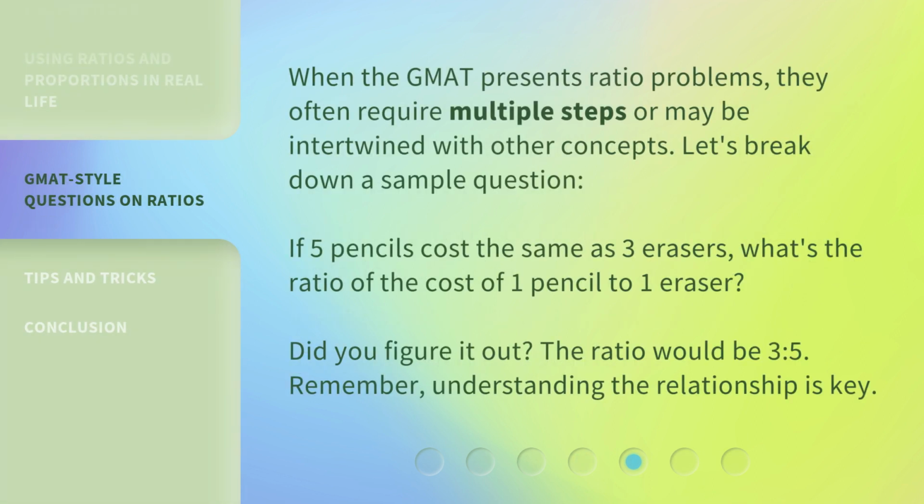When the GMAT presents ratio problems, they often require multiple steps or may be intertwined with other concepts. Let's break down a sample question. If 5 pencils cost the same as 3 erasers, what's the ratio of the cost of 1 pencil to 1 eraser? Did you figure it out? The ratio would be 3:5. Remember, understanding the relationship is key.